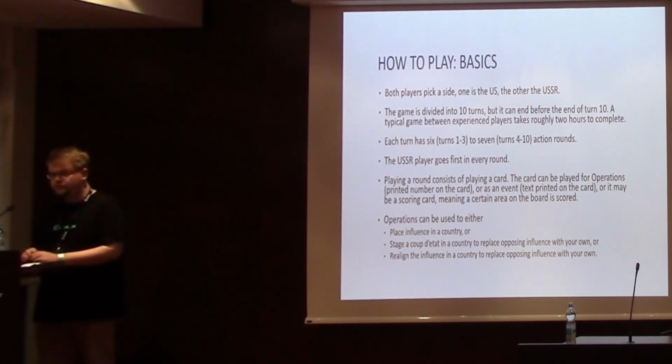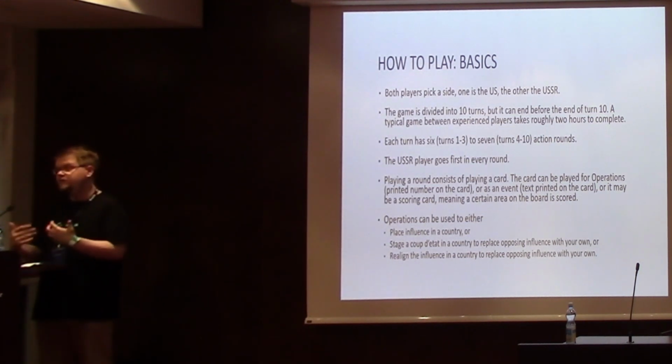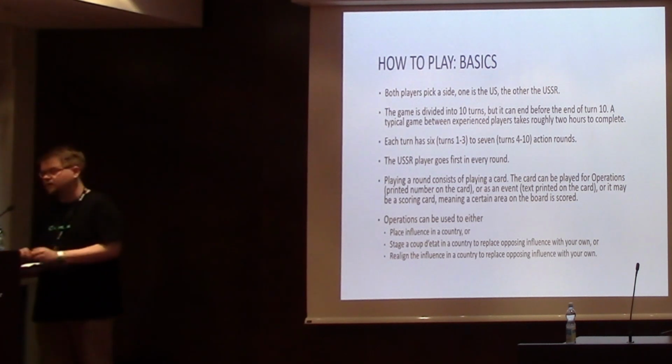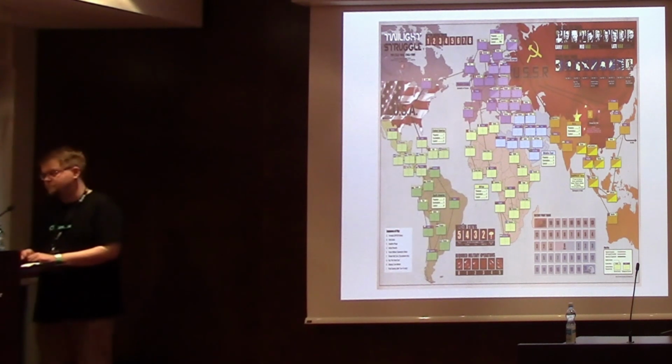When you have these operations points, you can use them to either place influence points in a country to try to take this country over. You can use it to stage a coup d'etat in a country to try to swap the influence, or rather to remove an opposing player's influence and replace it with your own. Or you can do a realignment, which means that the players roll dice, and whoever has the highest result after modifiers increases their influence in the country. The most common use for ops points is placing influence in a country. The second most common is staging a coup d'etat, and the realignment is probably the rarest, although some games might get weird sometimes. Here's a picture of the map.